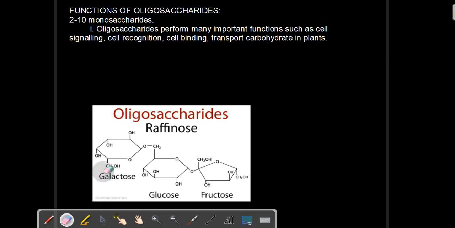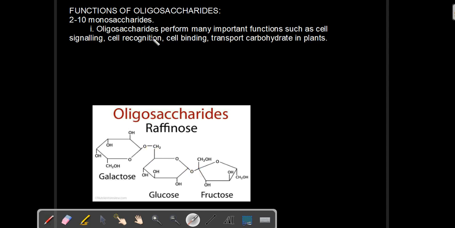Alright, now what are the functions of oligosaccharides? Oligosaccharides perform a wide variety of functions, and here we have another structural formula, or Haworth projection, of raffinose, and you can see it is made up of 3 monosaccharides: galactose, glucose and fructose. This is the glycosidic bond between galactose and glucose, and this is the glycosidic bond between glucose and fructose. So this is an oligosaccharide.